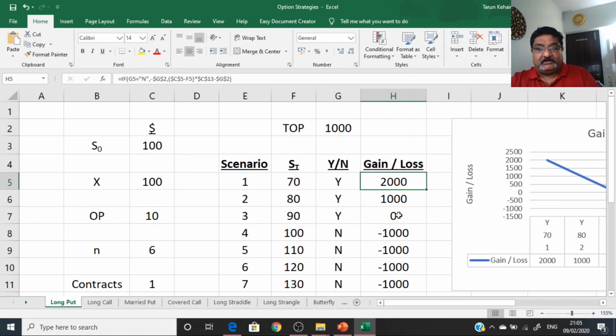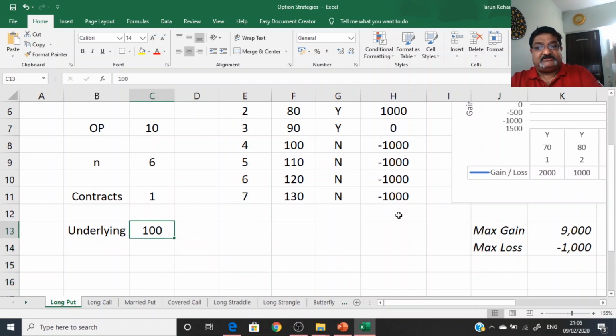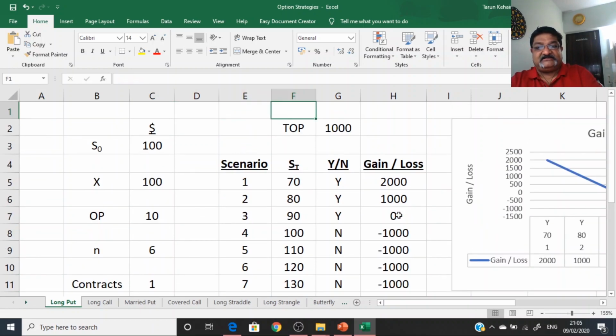So let's look at the gain or the loss. Now, when he exercises the put option, he is gaining, let's say in this scenario, the exercise price is 100, the stock price at expiration is 70, so he's able to fetch a gain of $30 per share into 100 shares. That makes it $3,000 minus the option premium of $1,000, so his gain is $2,000.